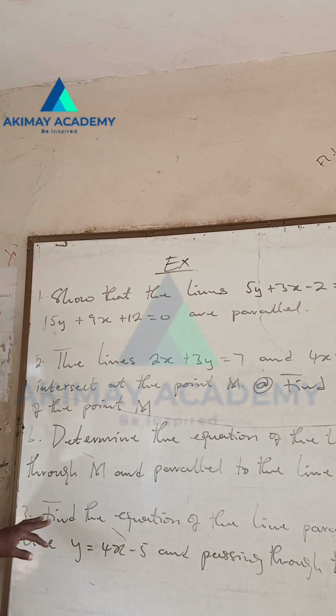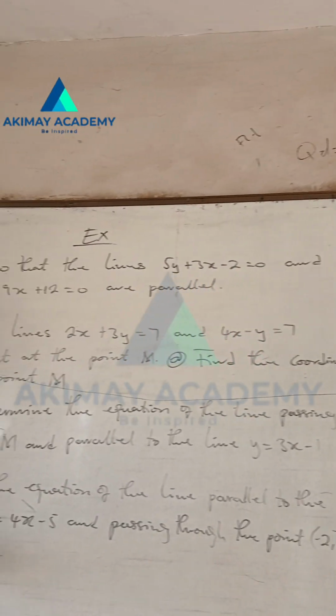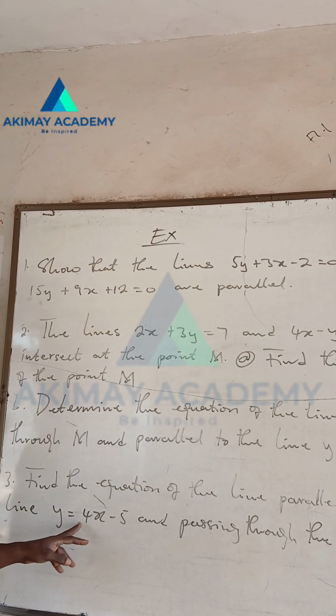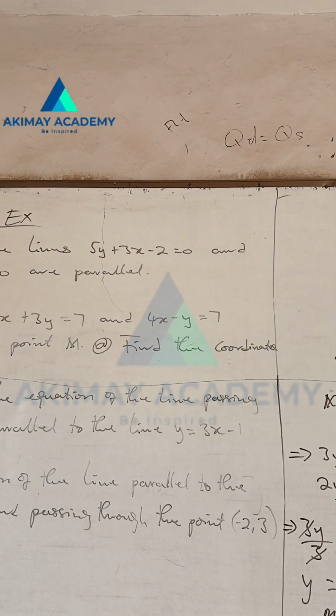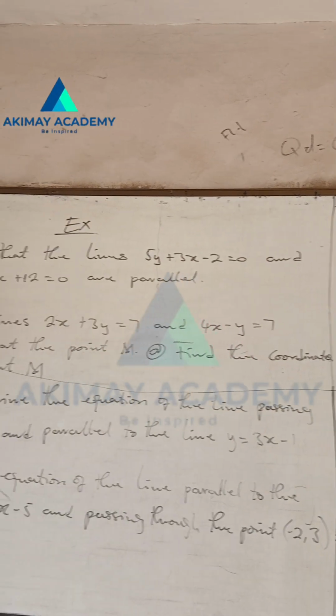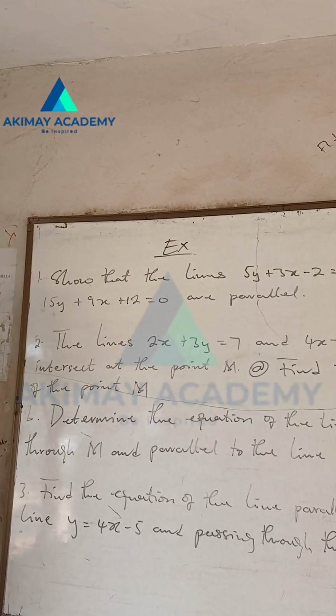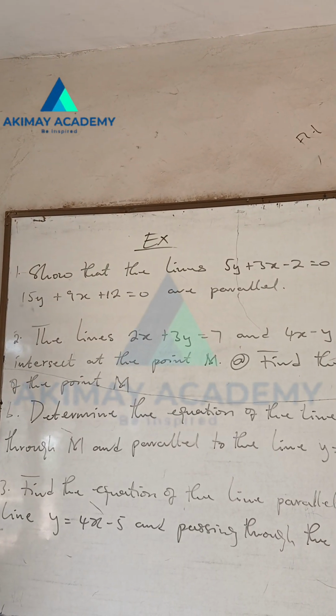Then the third question says find the equation of the line parallel to the line y equals 4x minus 5 and passing through the point negative 2, 3. Okay, so this is your program of the day, and I hope you solve all of them and submit them.